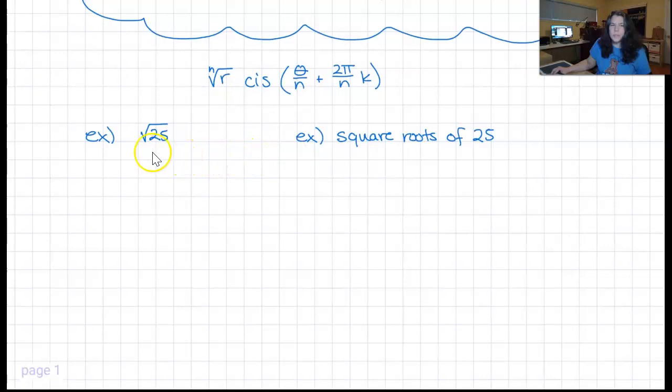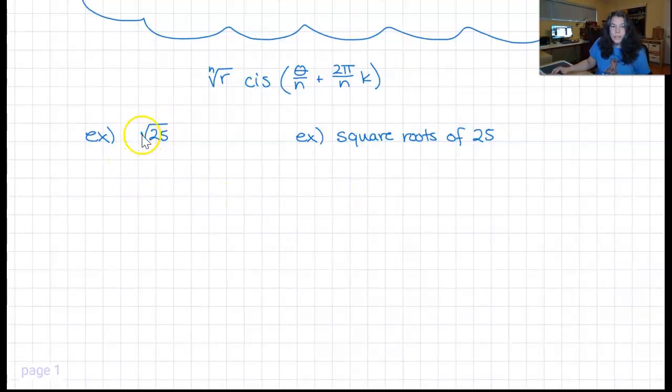Wait, what's the difference between these two problems? I mean, obviously this one has an s, square roots, implying there's more than one. But other than that, really, aren't they the same? This is the square root of 25. This is the square root of 25. So what's the difference? The difference is how it's written.